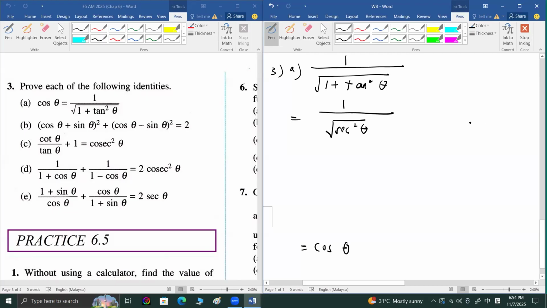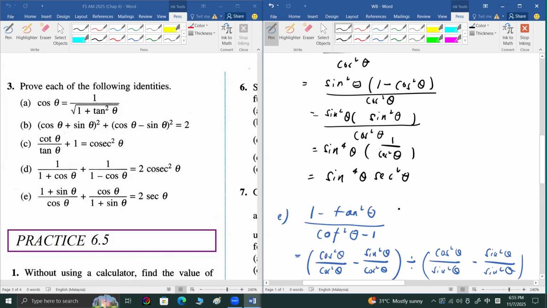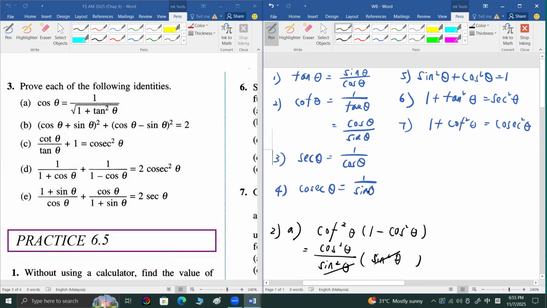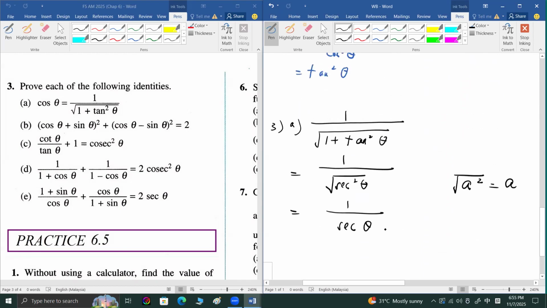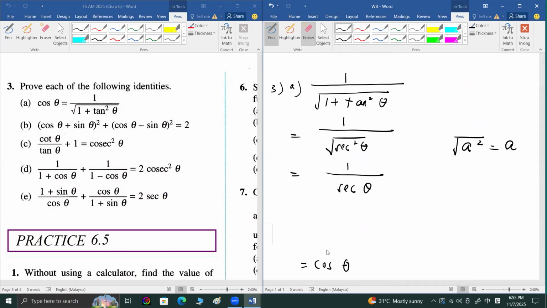Okay, class, you remember this one? If A with a square, we got A, right? So what I can see from here, secant square theta means I got secant theta. And that proves 1 over secant is cos. See that? Then this formula number 3, secant theta is 1 per cos. So 1 per secant is cos. That's already proved. Okay, got it, class?